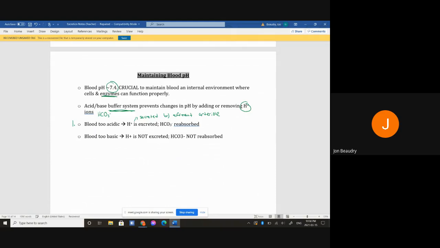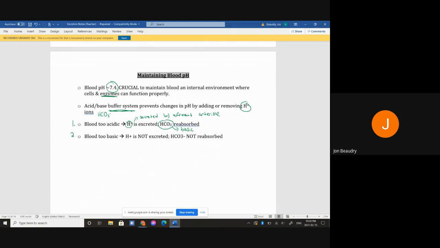Now, conversely, if I get rid of hydrogen ions, that's going to increase my pH to more basic. If I, at the same time, reabsorb more bicarbonate, remember that this is basic in nature, that's going to raise my pH as well. And raising my pH is going to bring me back to a more neutral state if I'm too acidic to begin with. Situation number 2, if my blood is too basic, just the opposite is going to happen.